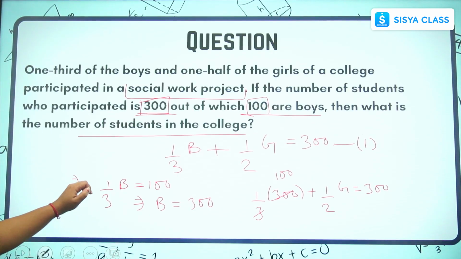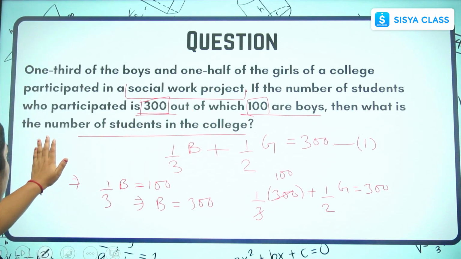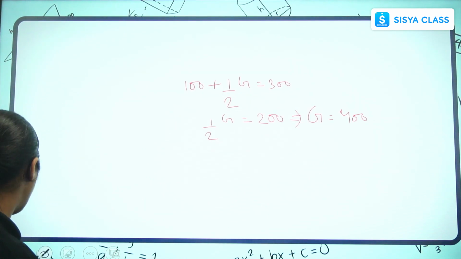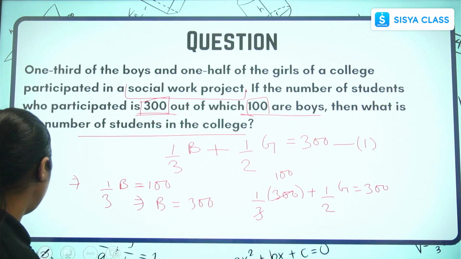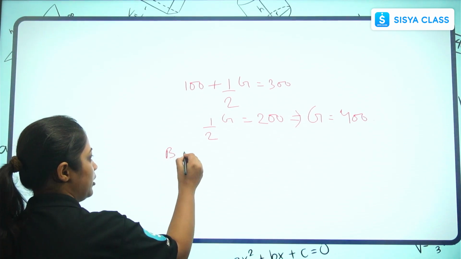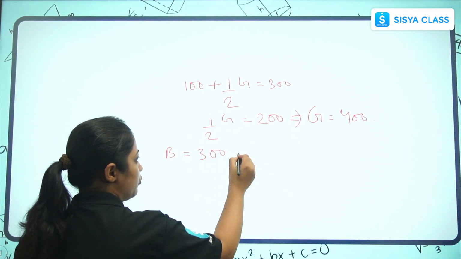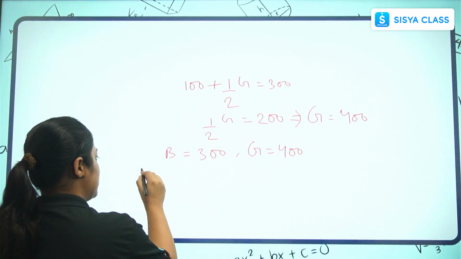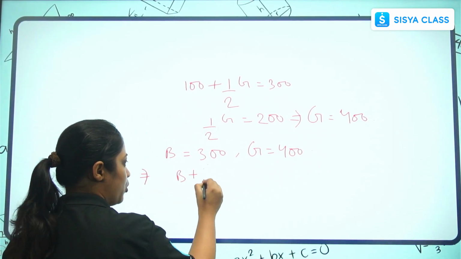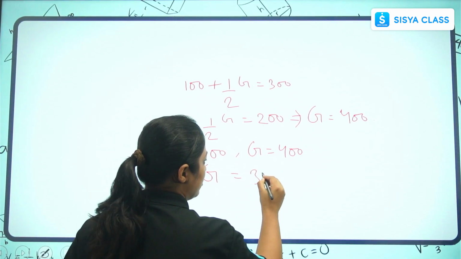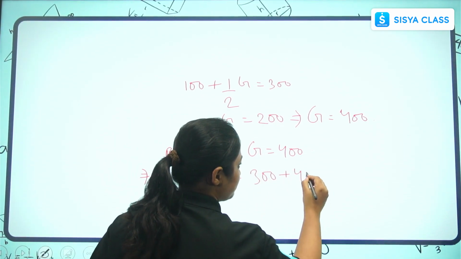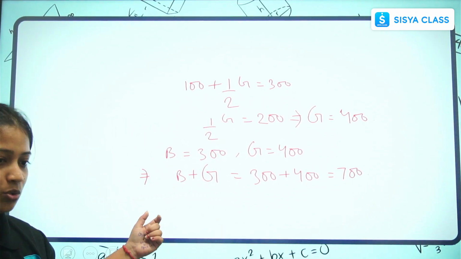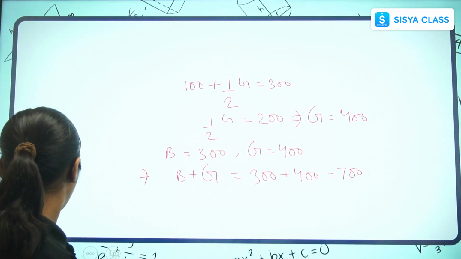Now in the question, it is asked what is the number of students in the college, okay? So the number of boys is 300 and the number of girls is 400. So just add the number of boys and the number of girls. It will give you 700, okay? So in total 700 students are there in the college.